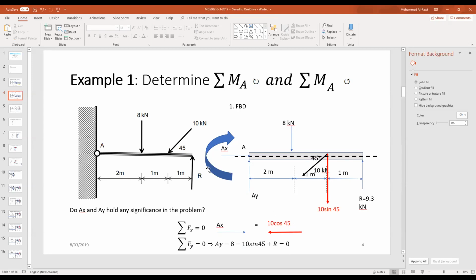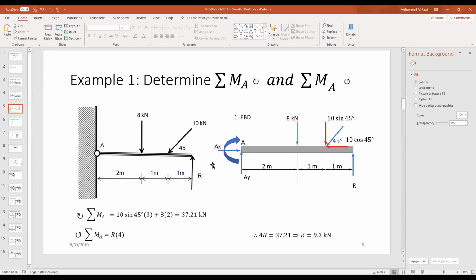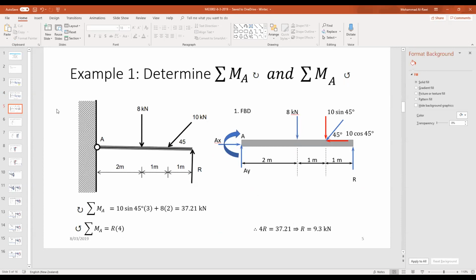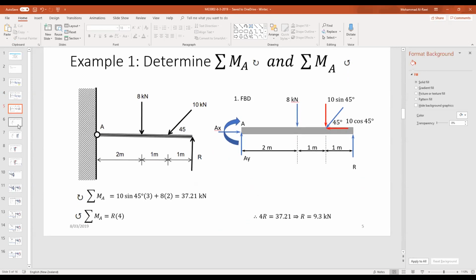Right, no questions, so let's move to the next part. By the way, I just solved this example earlier in the slides to show you how it works. And let's try this example.